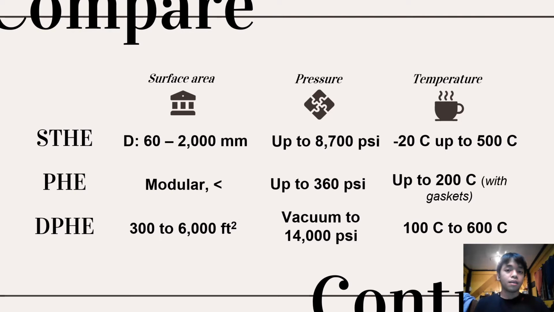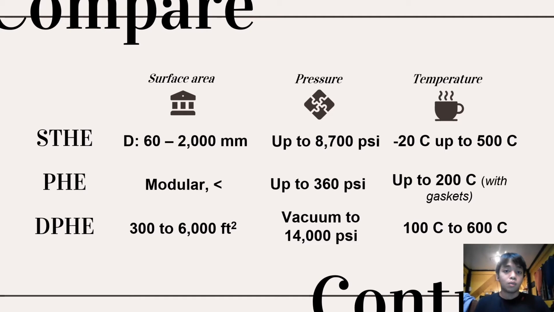Here we can compare the three heat exchangers in terms of their surface area and pressure and temperature operating conditions. Based on these values, we see that the shell and tube design, or the STHE, and the double pipe heat exchangers, both of which are tubular heat exchangers, withstand wider ranges of temperature and pressure operations. For STHE, that's up to around 8,700 psi and from -20 to 500 Celsius.